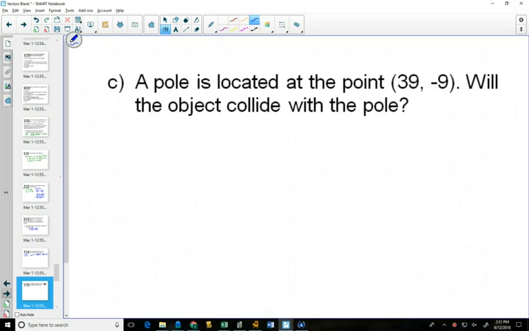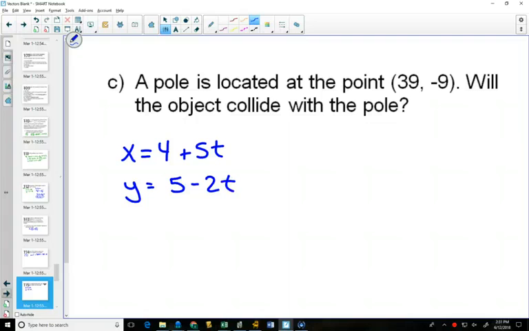We already had our parametric equations. And I don't know if you've noticed in today's lesson, well, probably more in yesterday's lesson, that we tend to use the parametric equations a lot when solving for things. So we've got our two parametric equations here, and you're wondering if the point (39, -9) is on this line.